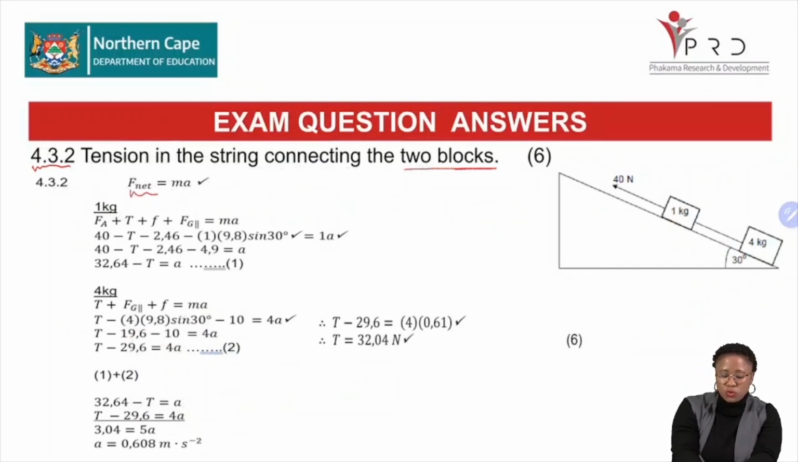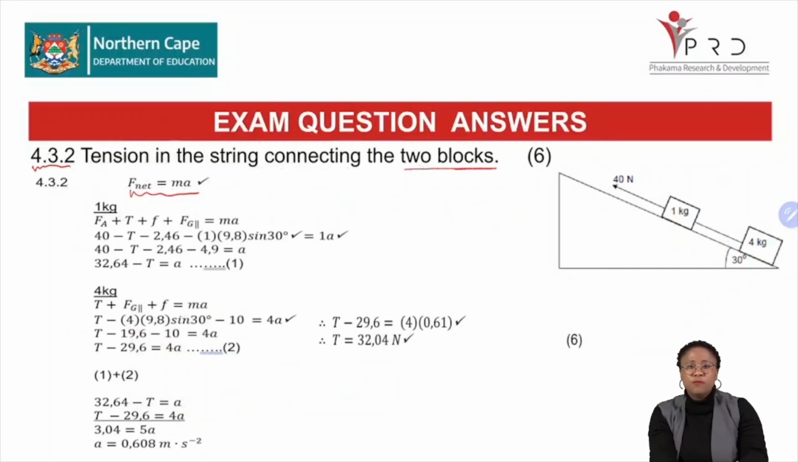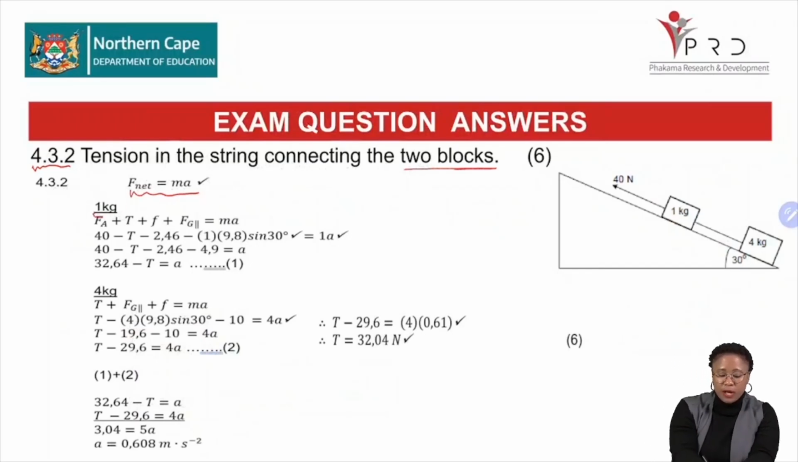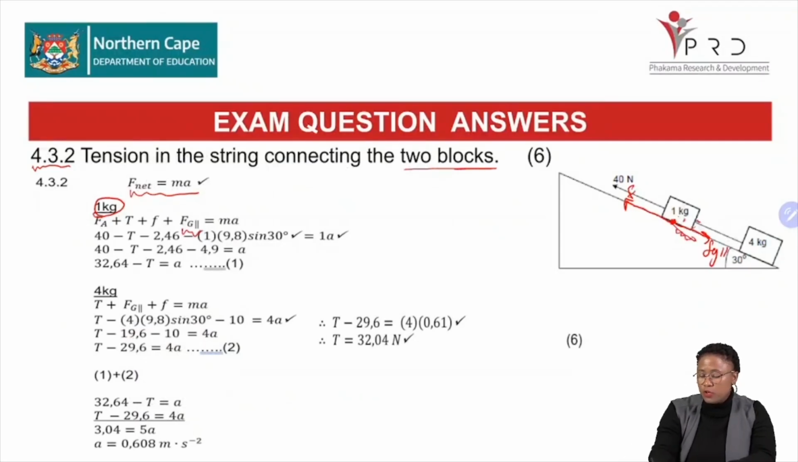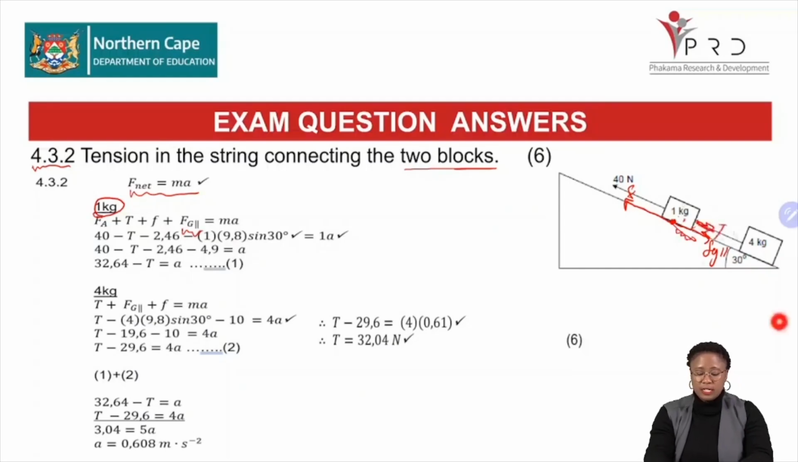The first thing you're going to do, Fnet is equal to ma, copy the formula as it is, you get 1 mark. For the 1 kg block, you use your free body diagram. Do not forget the component of what? Of Fg, which is Fg parallel. Remember, your 1 kg block, you have over here Fg parallel going down the incline. You have over here the force of 40 newtons. You also have your tension force. So these are all the forces that you must not forget.